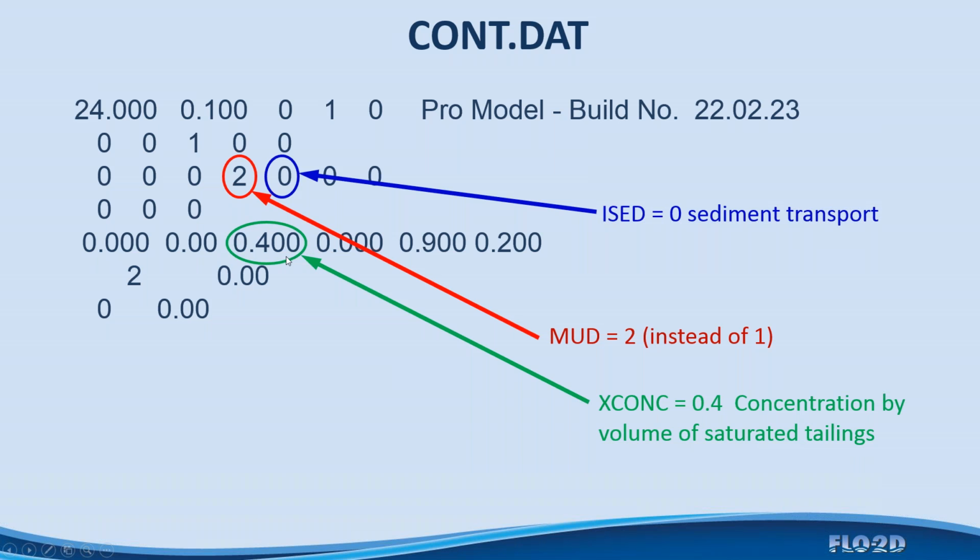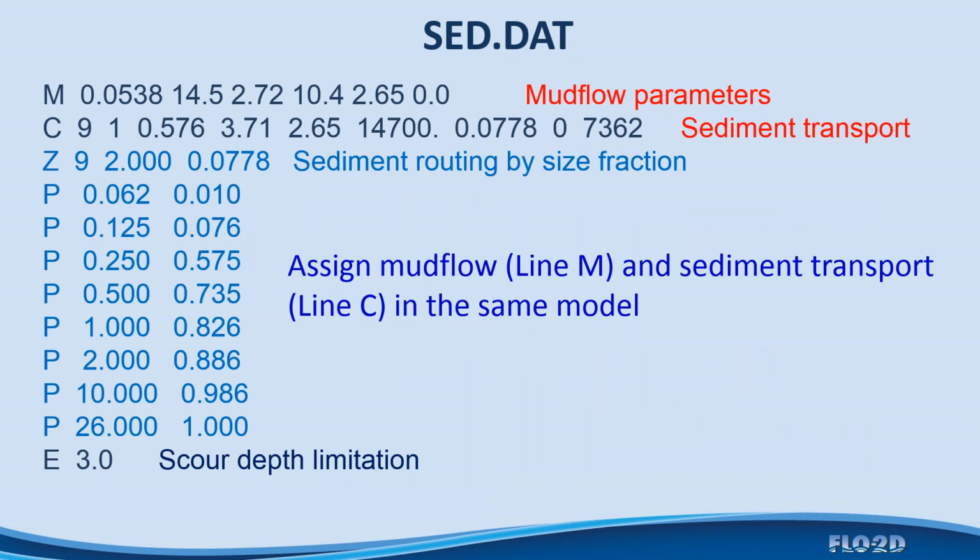Now, if you're going to do a tailings dam breach, this is where you assign the global concentration by volume. This is the bulking factor, but I made this so that you didn't have to have more variables and extra data. This is where you would assign 0.45 or 0.50 as the concentration for your tailings stored behind your tailings dam. Then you need the sed.data file. So in this case, instead of just having the mud flow for a typical mud flow model in Flow 2D, you have both the mud flow and the sediment transport flow, the S line, the C line here. C for sediment transport.